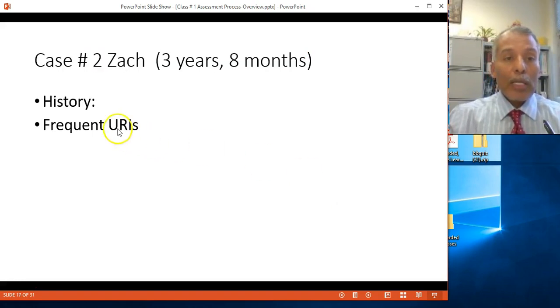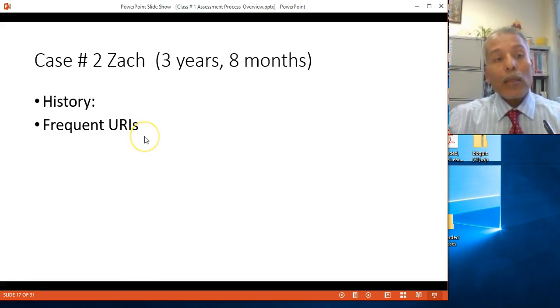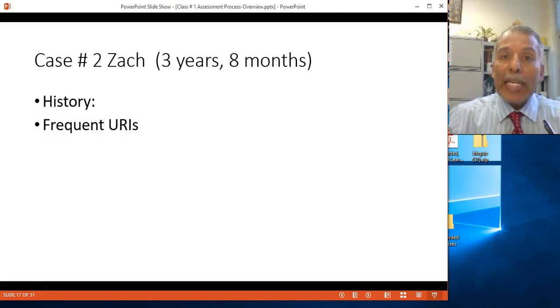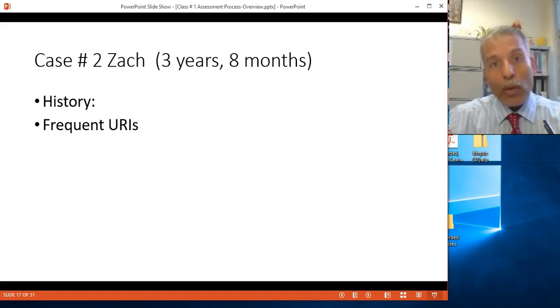Let's see. History, frequent upper respiratory infections. Frequent upper respiratory infections are related to middle ear infections. Most likely, if someone has an upper respiratory infection, it is most likely going to affect the eustachian tube. It is most likely going to lead to a middle ear infection. Of course, that will affect language, and if some chronic middle ear infections persist and become chronic, the person could have a sensorineural hearing loss that cannot be reversed.